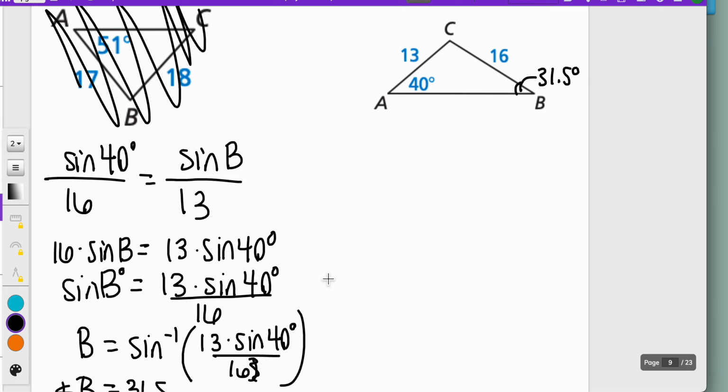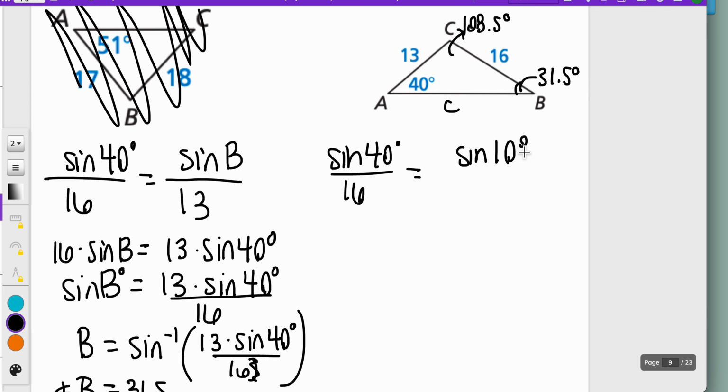Now I have enough information to get angle C, so 31.5 plus 40, and then subtracting that from 180, I'm left over with 108.5. Okay, the last thing I need to do is find out what little c is equal to. So again, starting the same way, sine of A, which is 40 degrees, over 16 is equal to the sine of 108.5 over whatever c is.